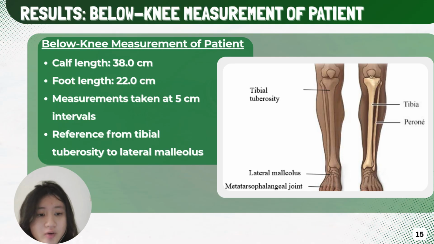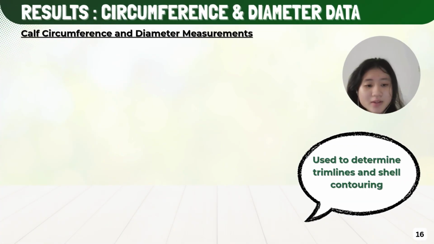Measurements were referenced from the tibial tuberosity down to the lateral malleolus at 5 cm intervals. Circumference and diameter measurements were collected to define shell contouring, trimline positioning, and comfort fitting. Diameter at the lateral malleolus was not measured due to anatomical geometry.